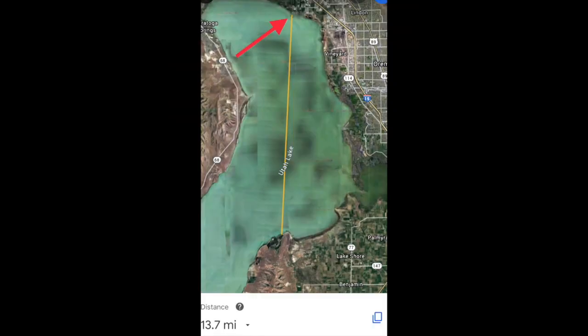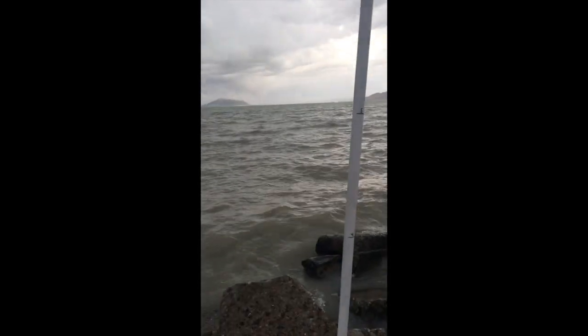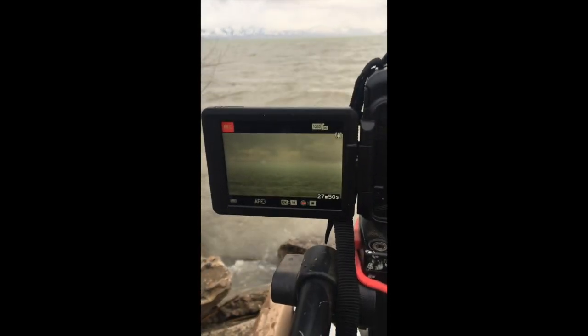Alright, for my location on the lake, I was on the north side of Utah Lake. Right up here where the arrow's pointing is where I was, and here is a quick video documenting my location. As you can see, I'm over the lake here. The camera's about 4 3/4 feet high.